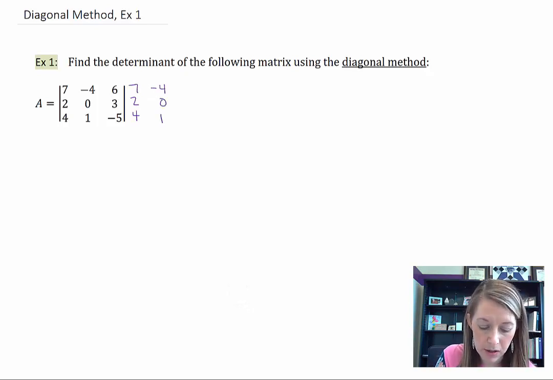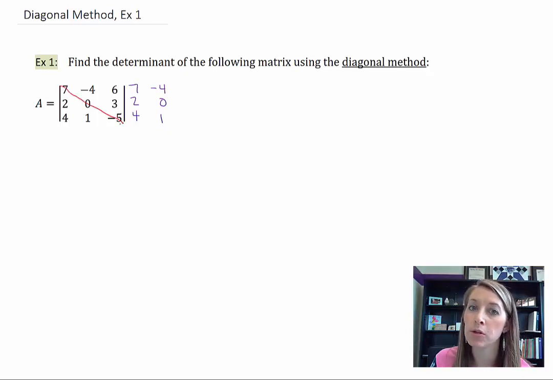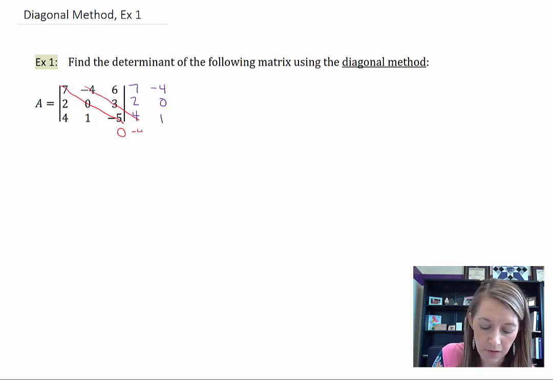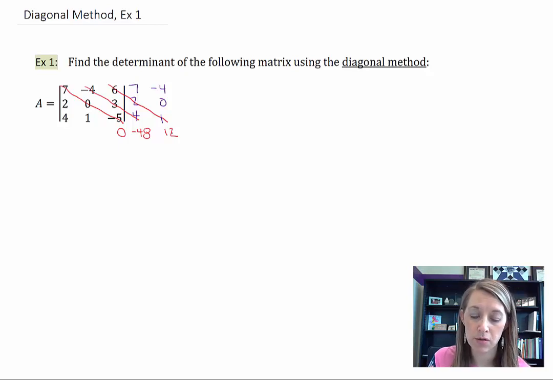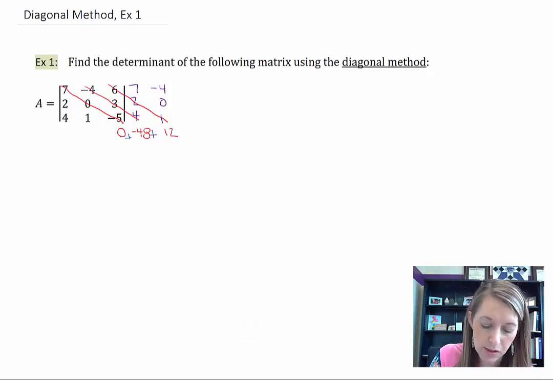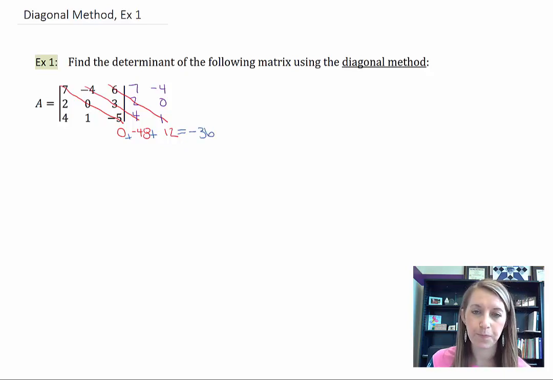And then we draw some diagonals. So I'm going to start at the top left and draw a diagonal down. And when you do this diagonal, you should be doing the multiplication between the numbers that you hit. So 7 times 0 times negative 5 gives me 0. Then we do it again. Negative 4 times 3 times 4, so negative 12 times 4 gives me negative 48. And last, 6 times 2 times 1 gives me 12. So you're going to draw 3 diagonals from the top left down to the bottom right. Then what you do with these numbers is you add them. So 0 minus 48 plus 12 gives me a negative 36.